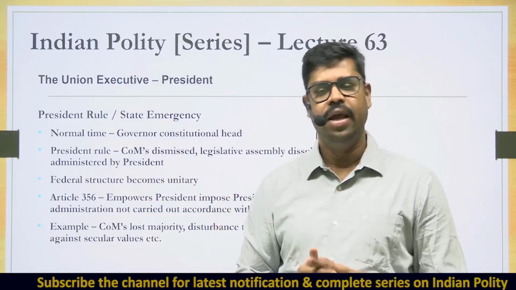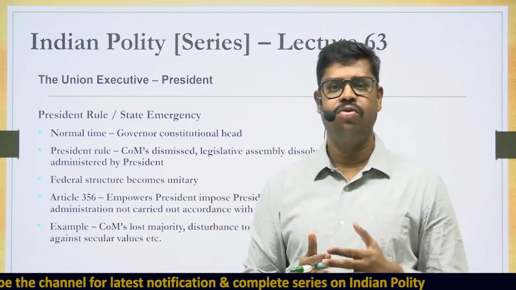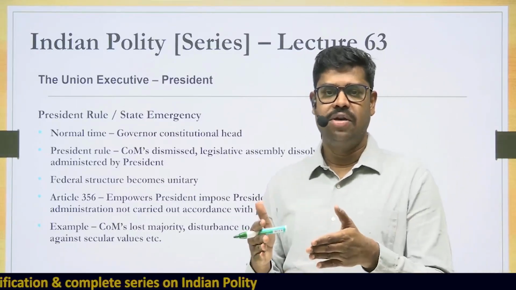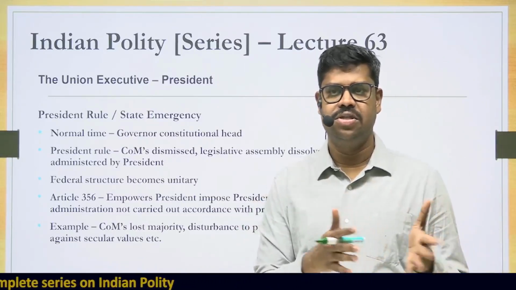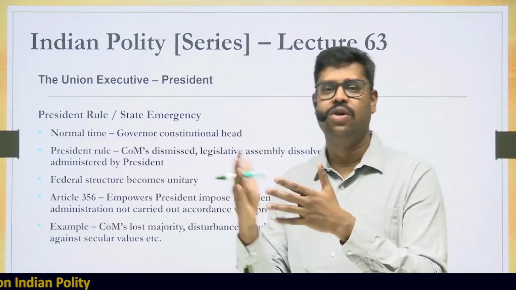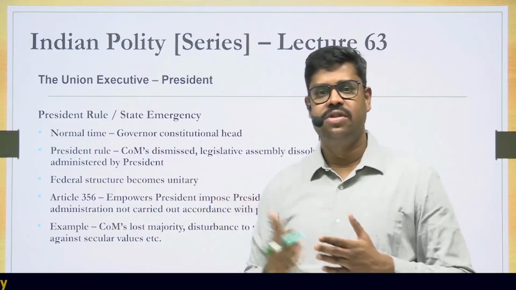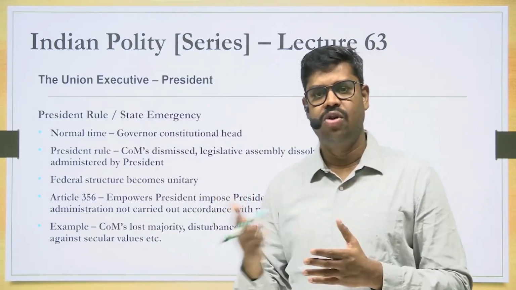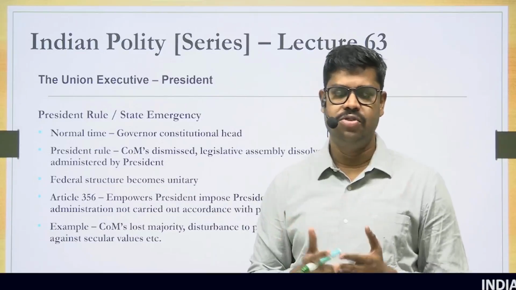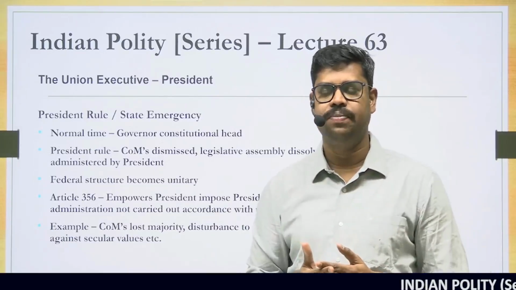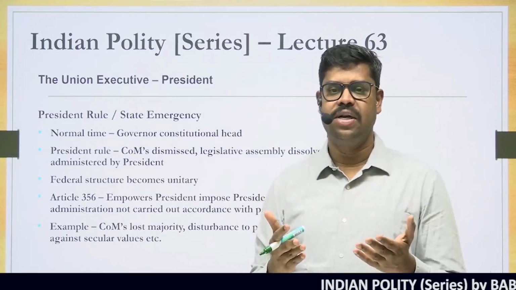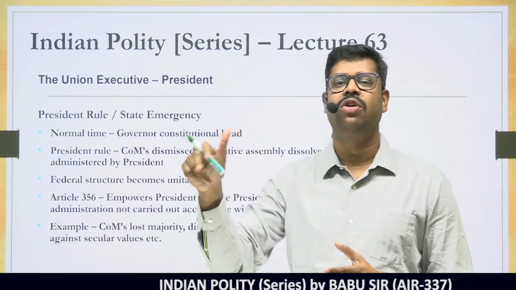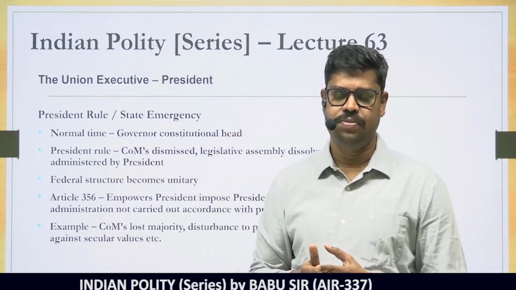state. This is not the only way that there can be a constitutional breakdown. There can be other ways also. Say, for example, a state government has a majority in the state legislature, but it is carrying out anti-secular policies, doing something in favor of one religion and not another, or discriminating between religions, which goes against the secular credentials of our Constitution. Therefore also the president can come to a conclusion that there's a constitutional breakdown in that state, because administration is not carried out in accordance with the provisions of the Constitution.